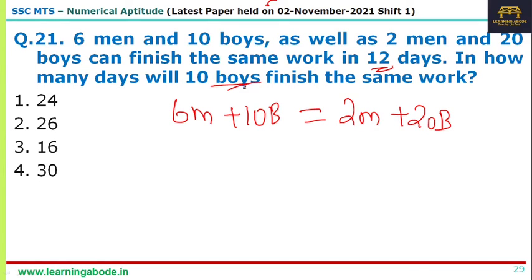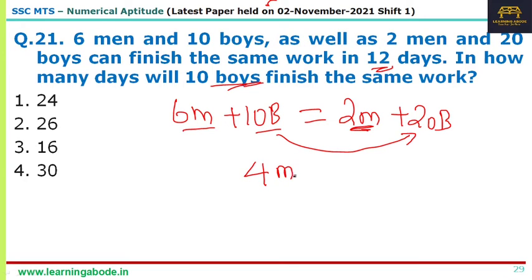Now the question is about boys, so it's good if we have everything in terms of boys. See here, you have 6 men and 10 boys. When you reduce 4 men, then you need 10 more boys. So we can write 4 men equal to 10 boys, which means 2 men equal to 5 boys.